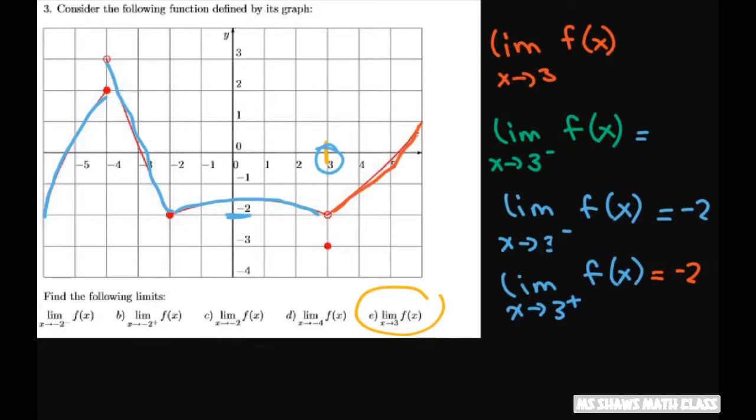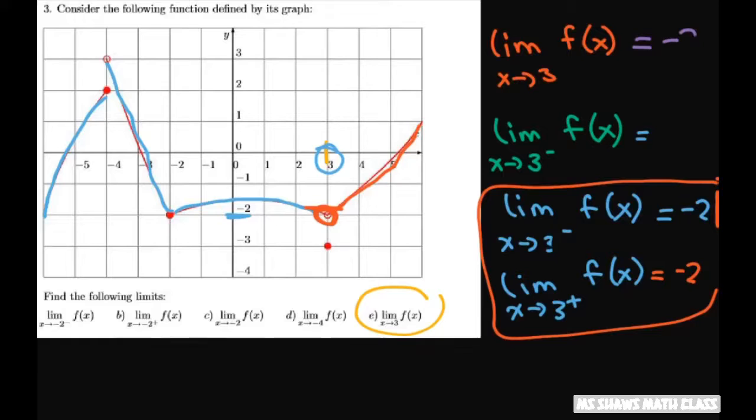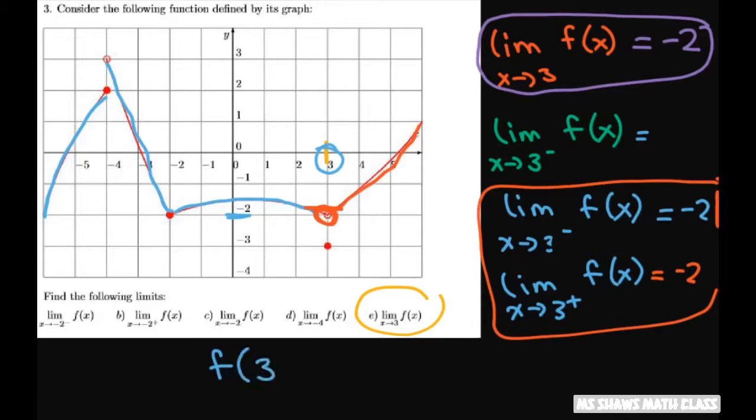So basically, even though this is an open interval, it doesn't matter that you go inside where you were. It just matters that you met up, and you did meet up, but it doesn't matter that that's open. So since these two equal, that means our limit is also negative 2. However, if they did ask you what is f of 3, you would have to say f of 3 is negative 3, because that's your closed point right there.